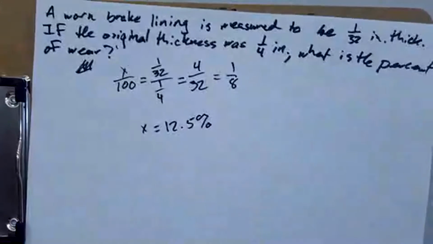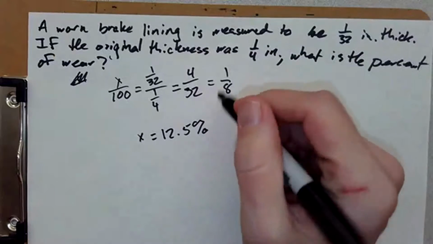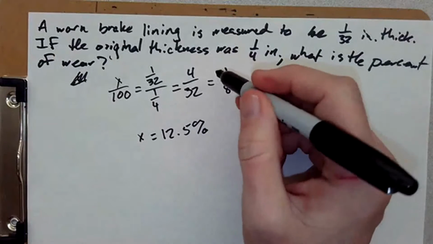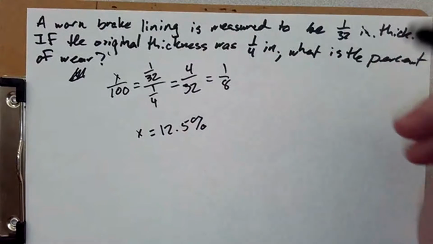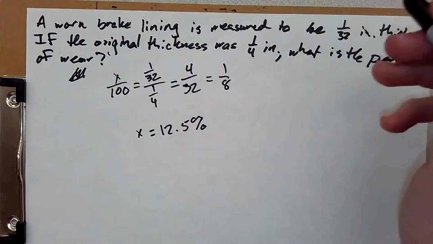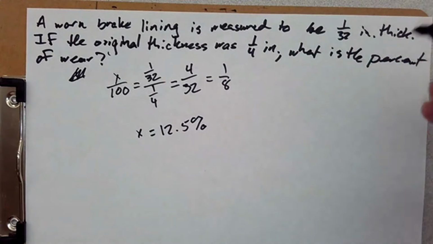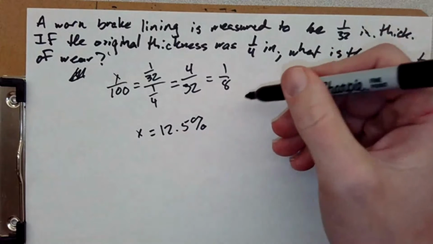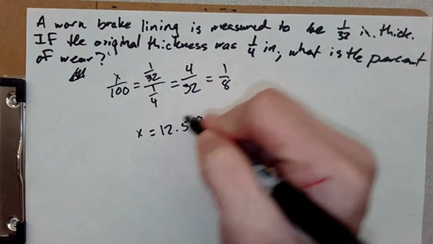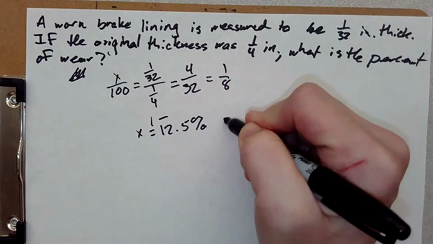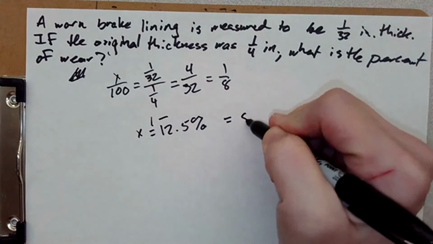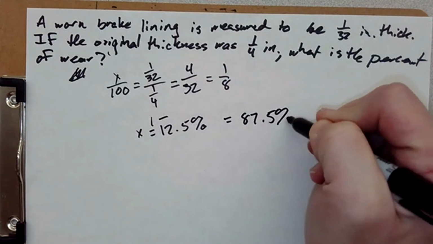I just realized something about the last one. I apologize for this. This is not the percent wear. This is the percent of the original that remains. So our percent wear is 1 minus 12.5%, which is 87.5%. That is how worn the lining is.